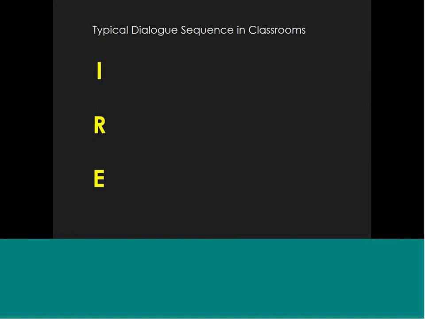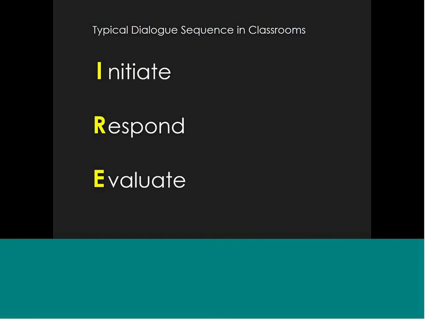We initiate by asking a question. What's the capital of England? We get a response from the child. It's London. And then we evaluate. We say, well done, that's right. Or if they say the wrong answer, we say, no, that's wrong. Anyone else? And we repeat the pattern.